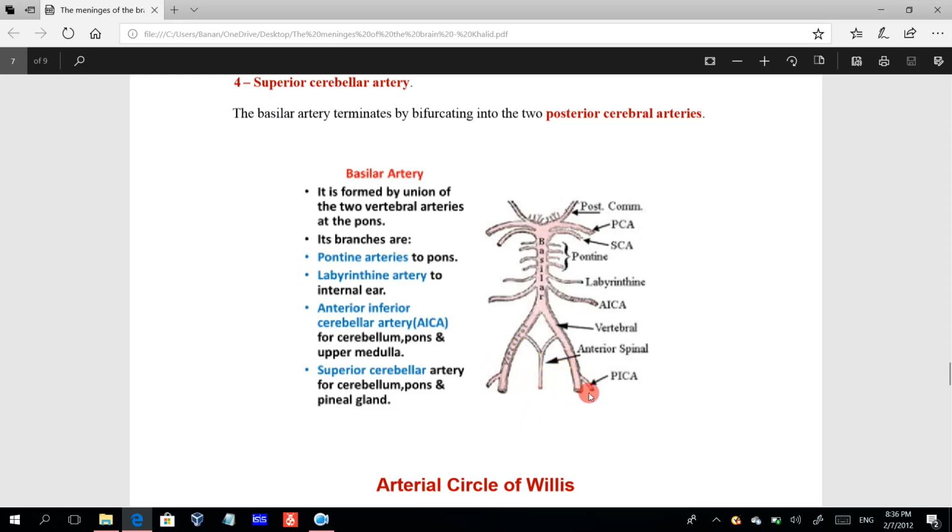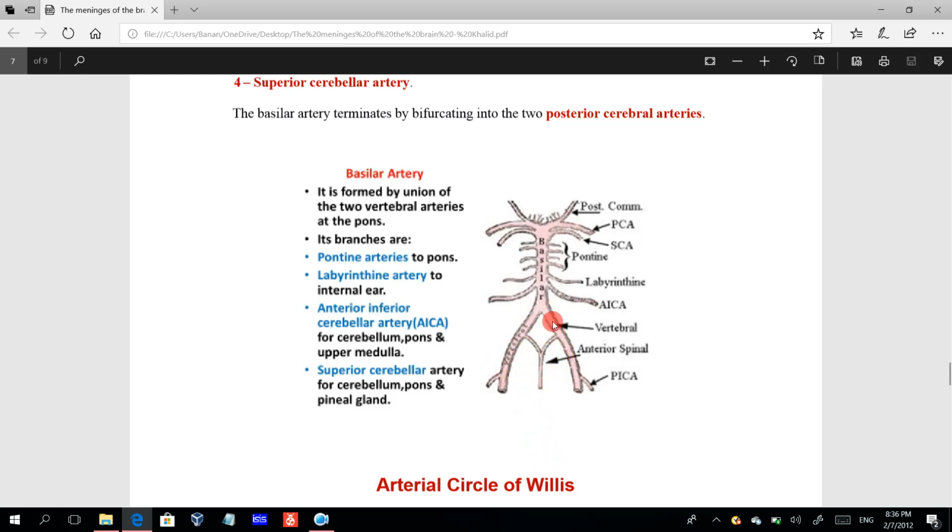So the first branch is the posterior inferior cerebellar artery. The second branch is the anterior spinal artery, and of course this is from the fusion, from the junction of two branches from the right and from the left. They unite together to form the anterior spinal artery. And also we have here, not present in this picture, another branch which is called the posterior spinal artery, which descends on the posterior aspect of the spinal cord, one from the right and one from the left.